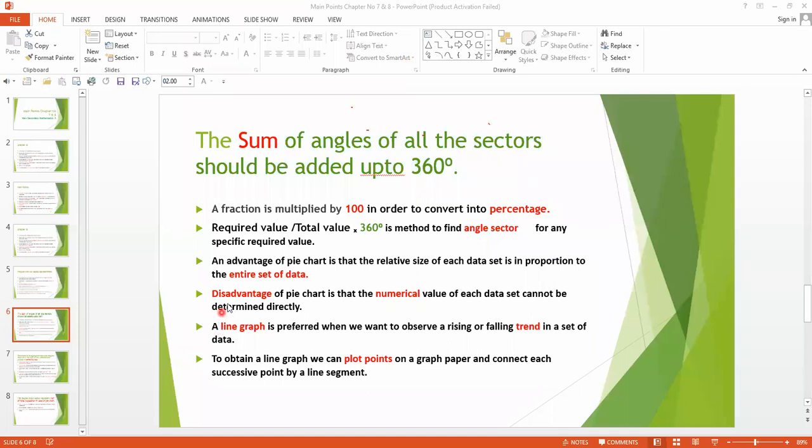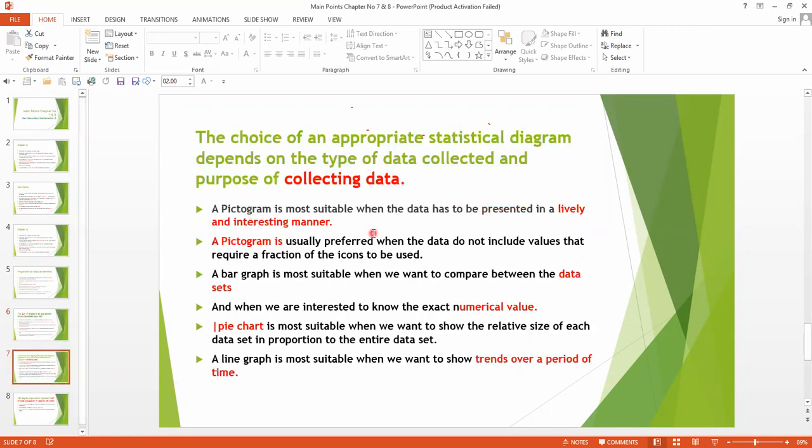Now we come to the next point. To obtain a line graph, we can plot points on a graph paper and connect each successive point by a line segment. I have to discuss it. A pictogram is okay. First, we have to do this.